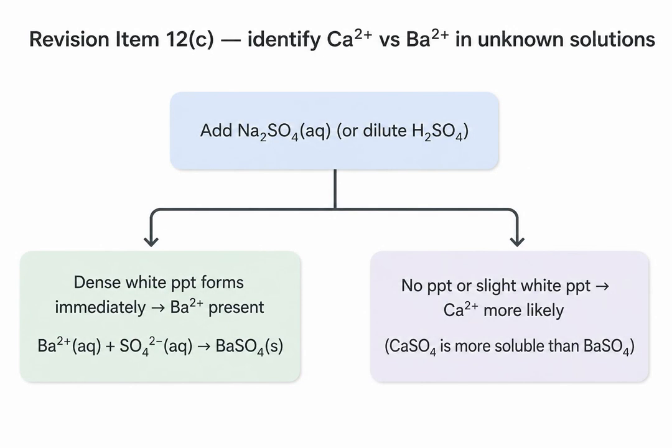To distinguish calcium and barium solutions quickly, add sulfate ions, sodium sulfate or dilute sulfuric acid. A dense white precipitate forming immediately indicates barium ions, because BaSO4 is extremely insoluble. If there is no precipitate, or only a slight one, calcium is more likely, because CaSO4 is significantly more soluble than BaSO4, so precipitation is less pronounced under the same conditions.